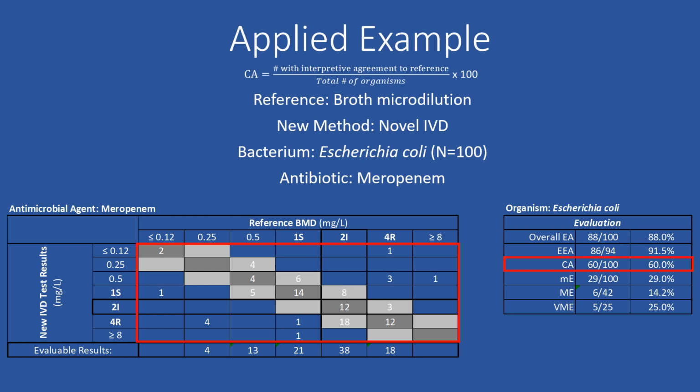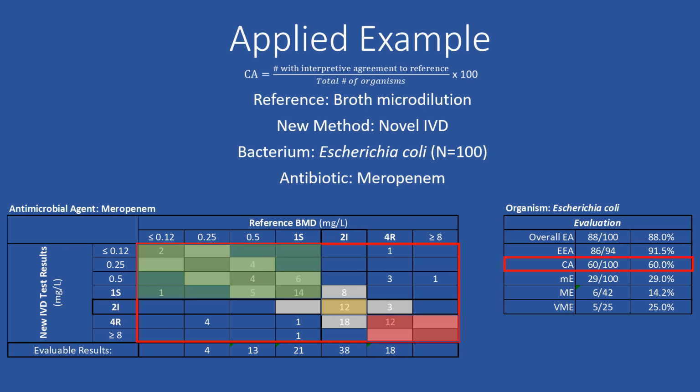Coming back to the calculation of CA, of the 100 organisms evaluated, 60 were in categorical agreement. So we do 60 divided by 100 to get 0.6, and then we multiply this by 100 to get 60%. To interpret this, we say that 60% of the isolates tested were in categorical agreement across the reference and test methods.